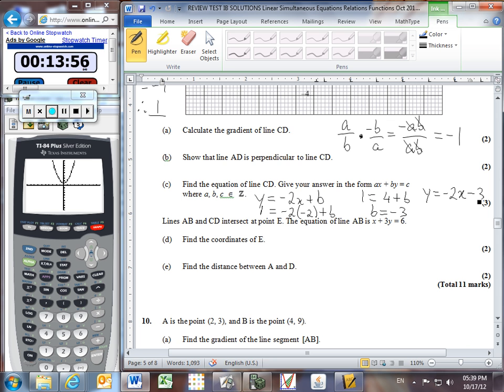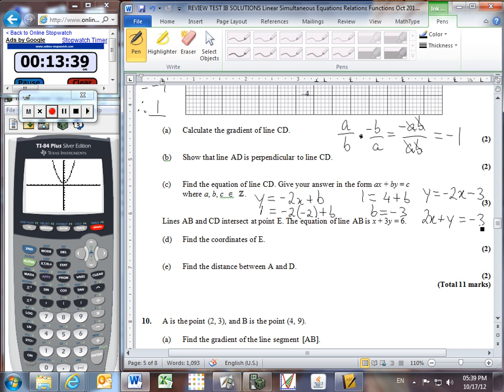However, it tells us to put it in the form ax plus by equals c. In other words, it wants the a and the b to be on the left-hand side, the x and the y terms on the left. Let's bring the -2x to the left. It becomes a positive 2x. And then we've still got the -3 on the right.